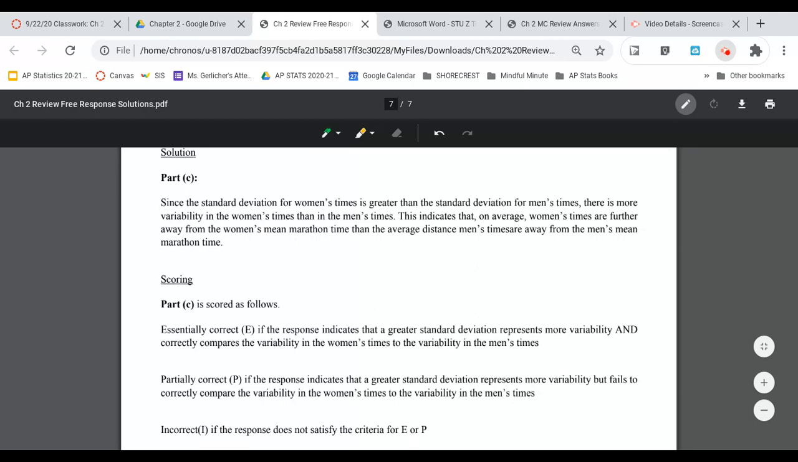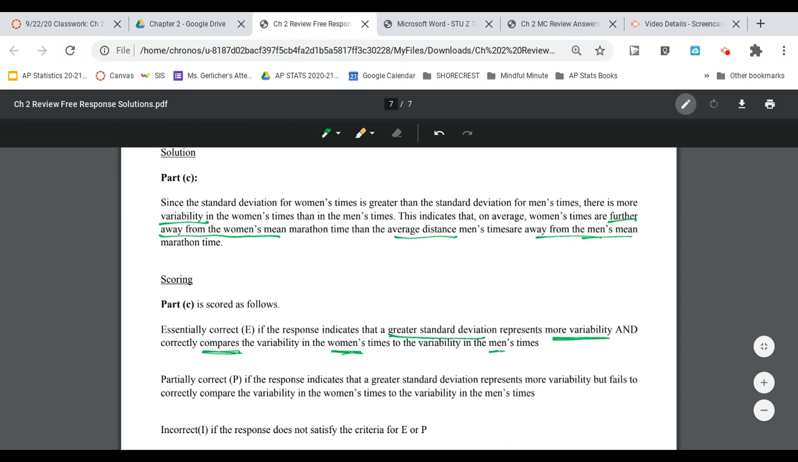Okay, so looking at how they graded that, they looked for two things to give you full credit. So they looked to show that a greater standard deviation represents more variability. So somehow explaining what variability means and correctly comparing the variability, so comparing women to men in this case. So for their example, they said since the standard deviation for women's times is greater than men's, there's more variability. And then they said on average what that means. So on average, women's times are further away from the women's mean than the average distance for the men, away from the men's mean. So they mentioned the variability and they explained what that means.